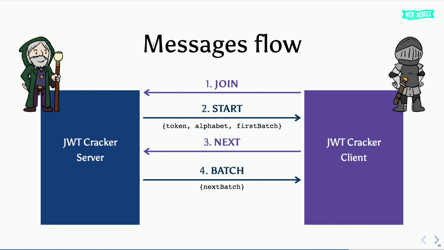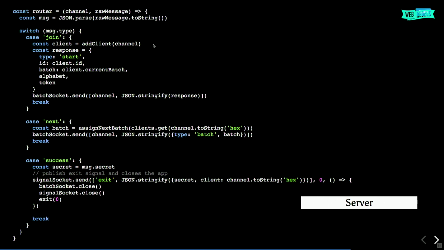And steps 3 and 4 can go on forever until the client figures out what the secret is, and it's going to say, OK, success, this is the secret I found. So we can implement this flow, and we have a server and client implementation. It's not particularly complex, so I'm not going to spend much time. You can see here that a message is exchanged, and every message has a type, and based on the type, you can do different things.